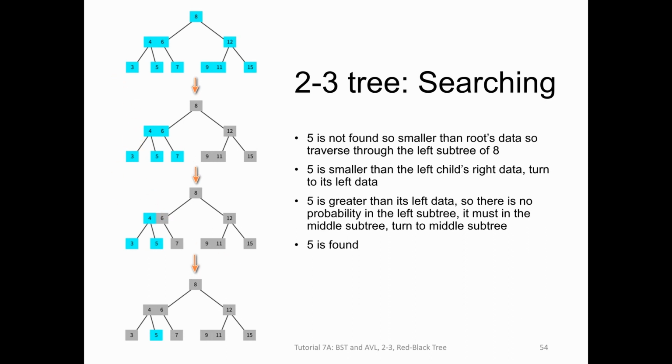If we want to find the node 5, we can see 5 is not found at the root, and it is smaller than the root data, so traverse through the left subtree of the 8. 5 is also smaller than the right data of the left child. Turn to its left data. 5 is greater than its left data, and there is no possibility in the left subtree, so it must be in the middle subtree. Turn to the middle subtree, and we can find it.